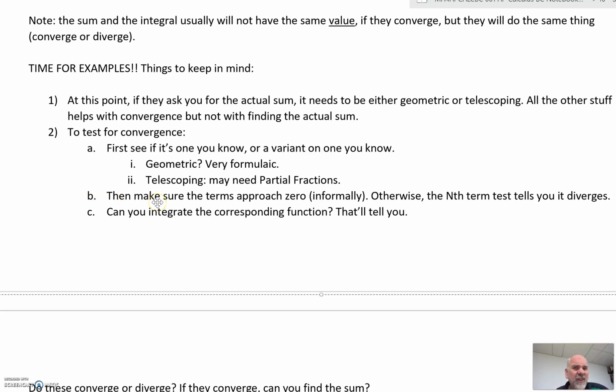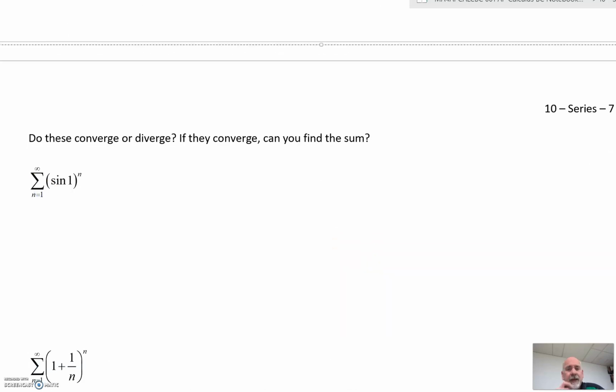Then, if it's none of the patterns you know, make sure the terms approach zero, just informally. Just look and ask, are the terms getting closer and closer to zero? Otherwise, it just diverges. If the terms approach zero, then can you integrate what's left over? That'll tell you maybe we should do the integral test. All right, let's look at the examples. Do they converge or diverge? And if they converge, can you find the sum?